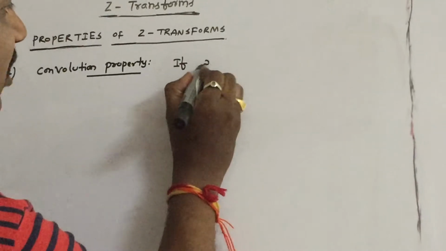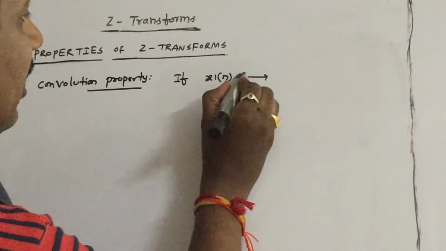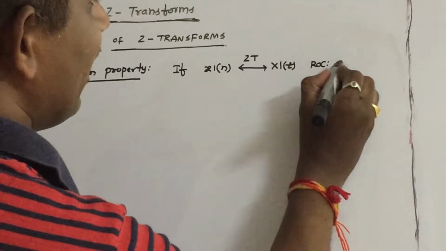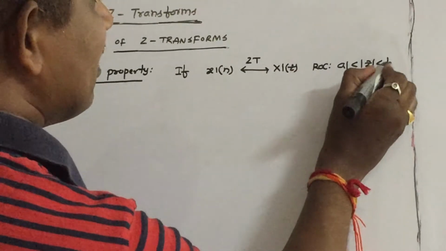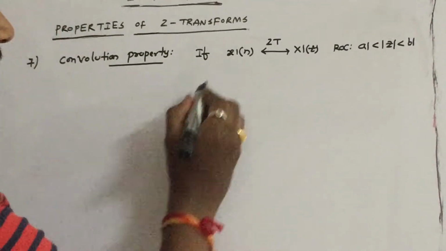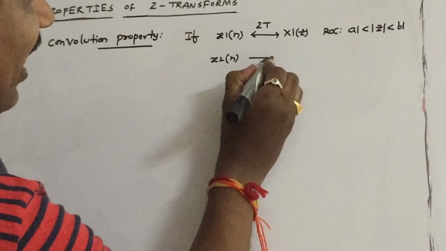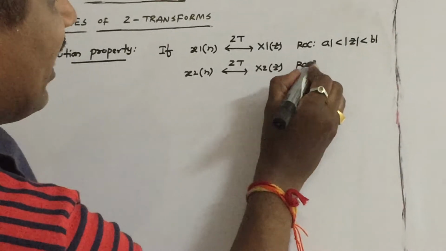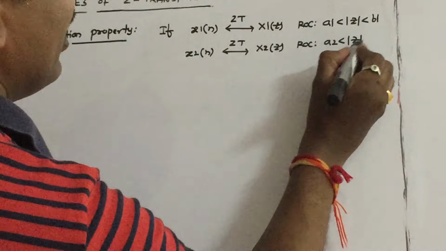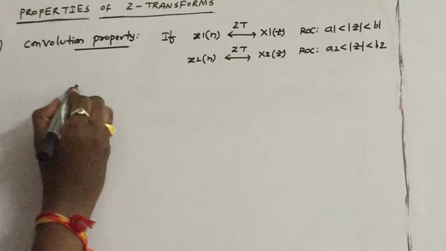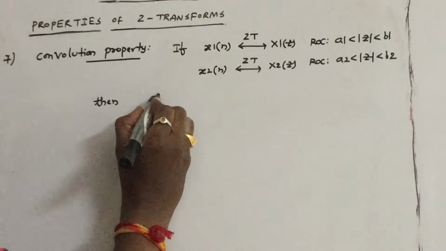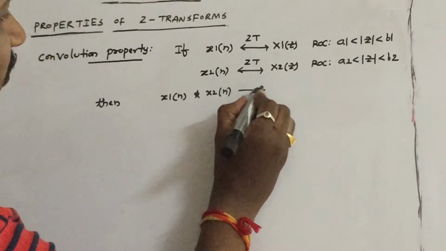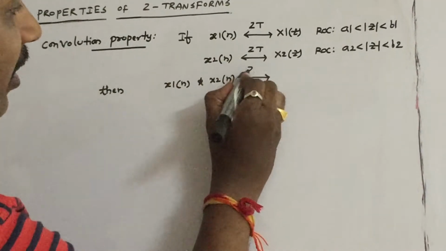If x1 of n, a discrete time sequence, has Z transform X1 of z with ROC, let us say, a1 less than mod z less than b1, take any region of convergence, and x2 of n has Z transform X2 of z with ROC, say, a2 less than mod z less than b2. So what we have to do, as the name itself indicates, we have to take the convolution of these two sequences, x1 of n convolution with x2 of n, and take the Z transform.